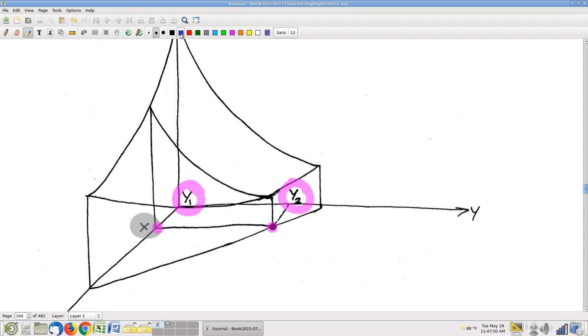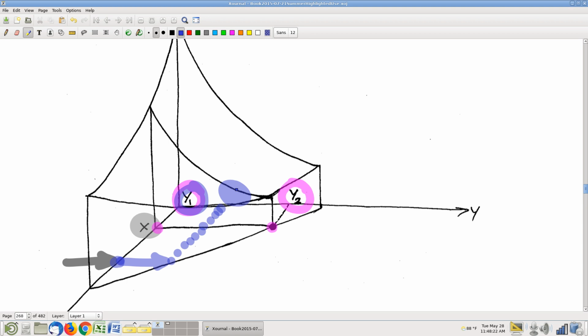Whereas, for this value of x over here, well, we're starting, as it happens, at the same value of y, but then we're ending when we get to where the bread ends, right? That's the last bit of the bread there, and that corresponds to a different value of y.